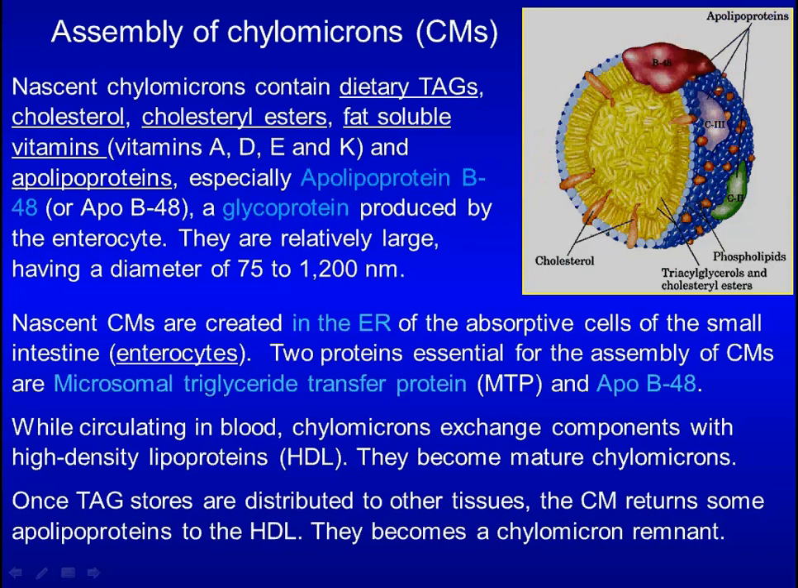Nascent chylomicrons are created in the ER of enterocytes. Two proteins essential for the assembly of chylomicrons are microsomal triglyceride transfer protein, or MTP, and apolipoprotein B48.